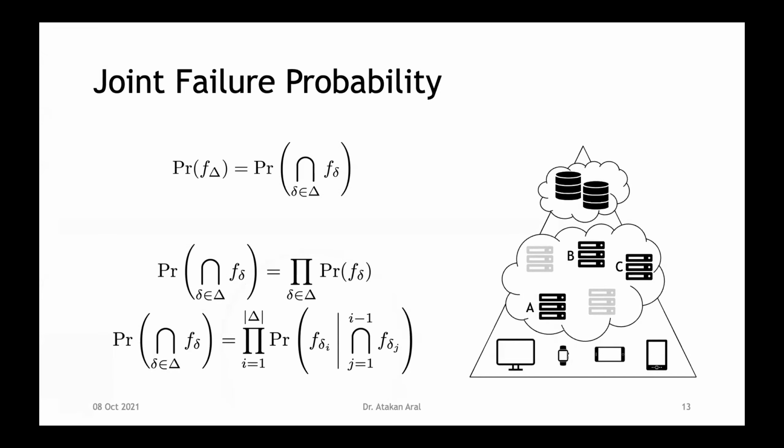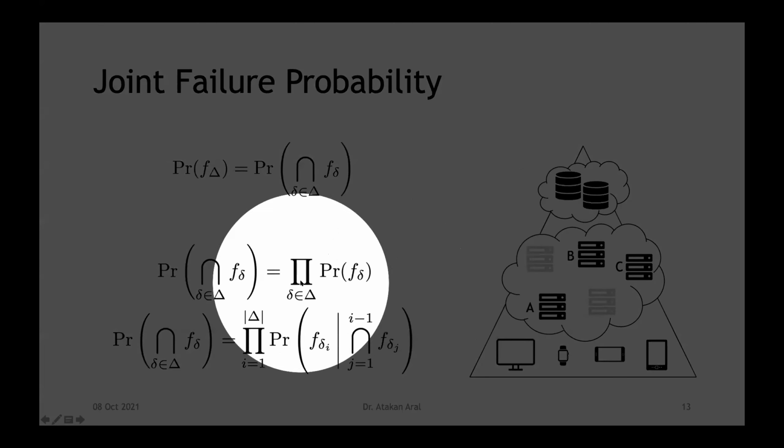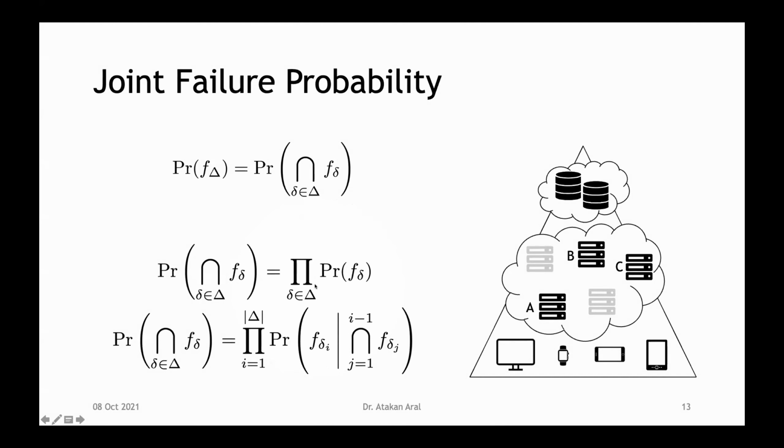To give an example of how many calculations we need for the first one, we simply multiply all of them. So let's say this is our architecture where devices are here, then we have the edge nodes and we have the cloud nodes. And let's say for a specific service, we have 3 replicas in servers A, B, and C, or deployments A, B, and C. So here we simply calculate probability of A multiplied by probability of B multiplied by probability of C. Only three values need to be calculated.